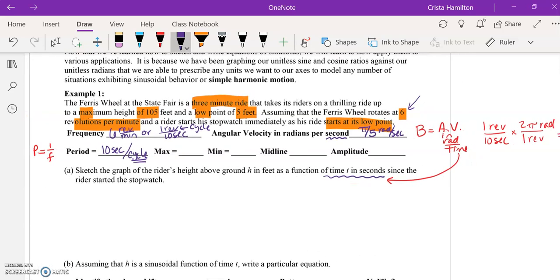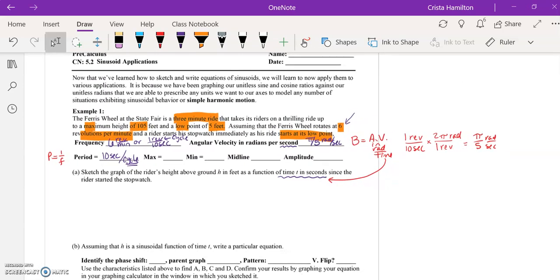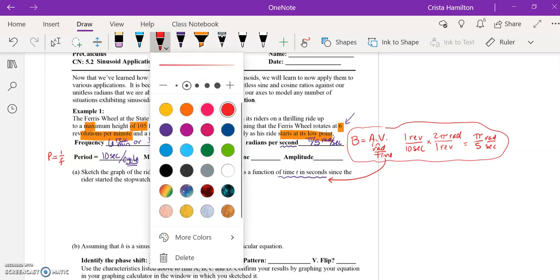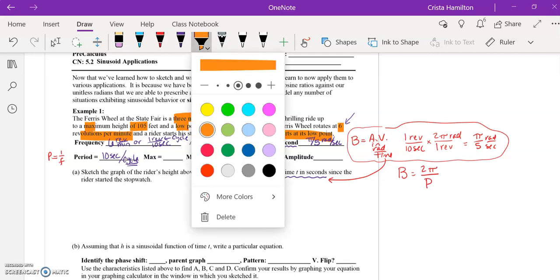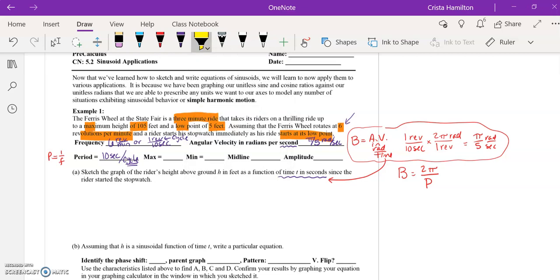And then we're also going to remember why this works. The alternative way of calculating this B value that goes into our equation is that B is 2 pi divided by the period. I can take the period that I already calculated over here and put that in for the P right there and get 2 pi over 10, which is pi over 5.